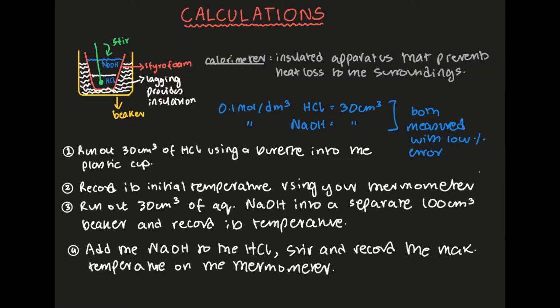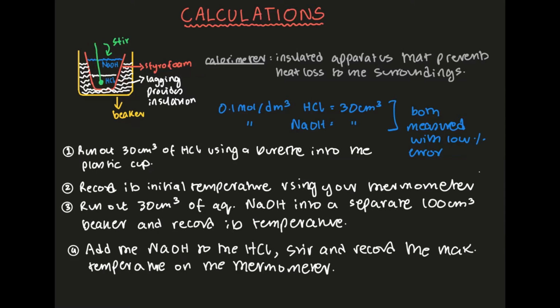Now this lagging is going to provide insulation, and this insulation is going to prevent heat from being lost to the surroundings. Now inside this yellow beaker over here, you're going to see this styrofoam cup over here in red. Inside the styrofoam cup, you're going to have your reactants, which for this particular reaction are HCl and NaOH. So this is going to be an acid-base reaction. Now you're going to take a stirrer over here and you're just going to stir this entire mixture.